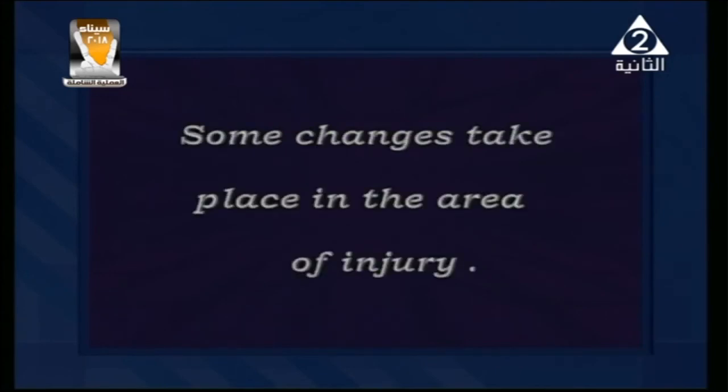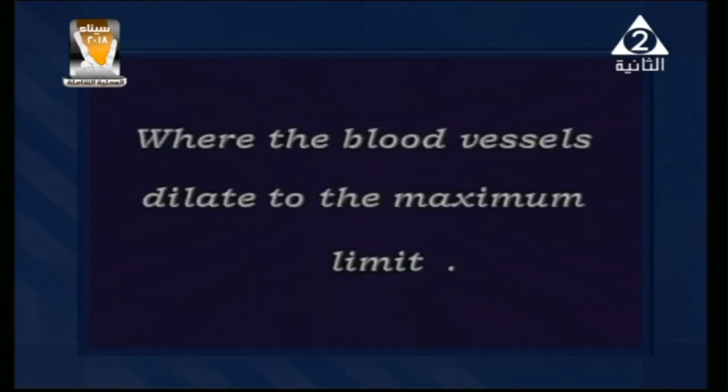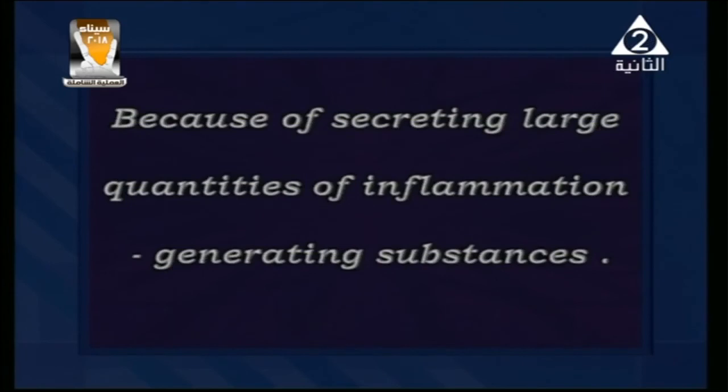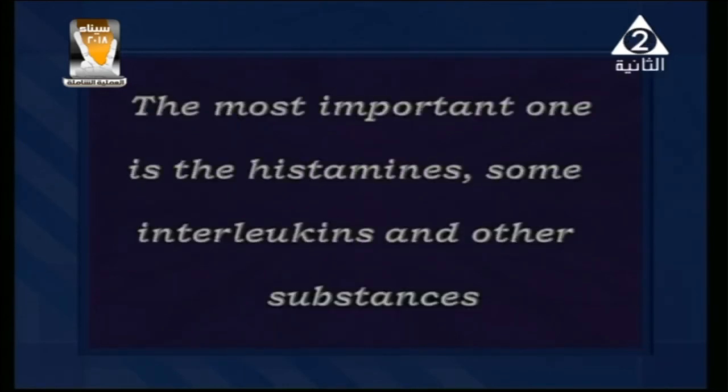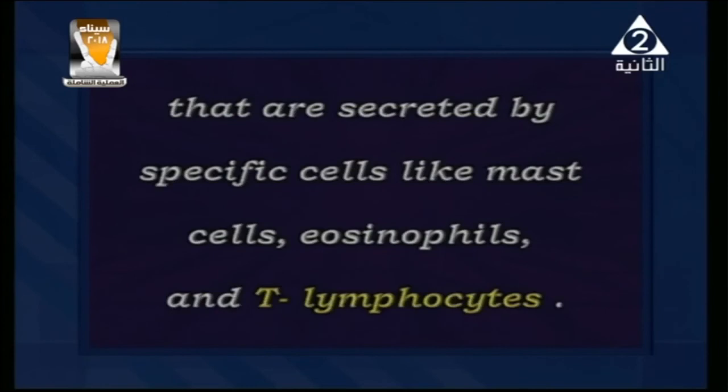Some changes take place in the area of the injury, where the blood vessels dilate, expanding to the maximum limit, because of the secretion of large quantities of inflammation-generating substances. The most important one here is the histamines. They are a group of substances secreted by your body, like histamines, some interleukins, and other substances secreted by specific cells like mast cells, eosinophils, a kind of white blood cell, and also T lymphocytes. Those are just helpers, activating beside the histamines and interleukins.